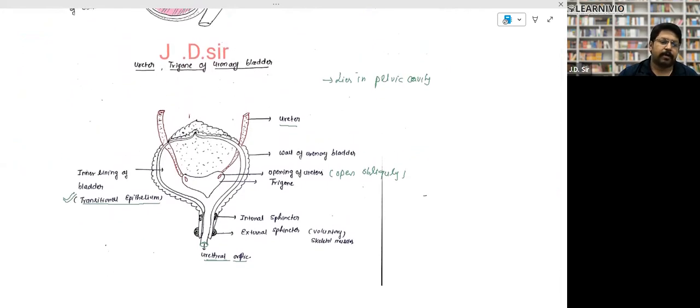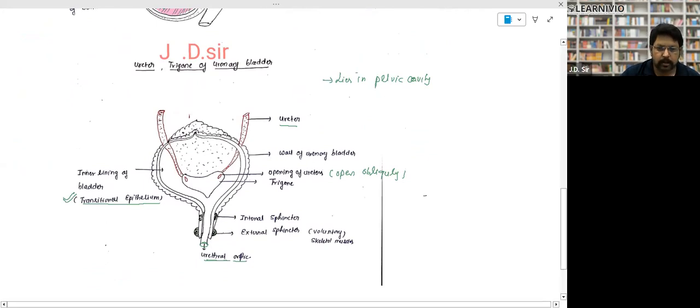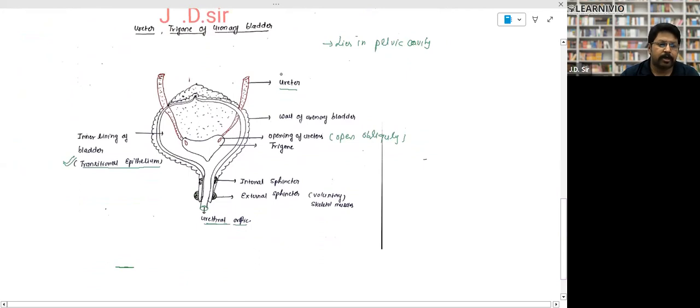Now the urinary bladder. This is the anatomy of the urinary bladder. The urinary bladder lies in the pelvic cavity, right? It is found in the pelvic cavity. The ureters come from here. The area where both ureters open is a triangular structure. This is called the trigone, right? And this is the oblique opening of the ureter.